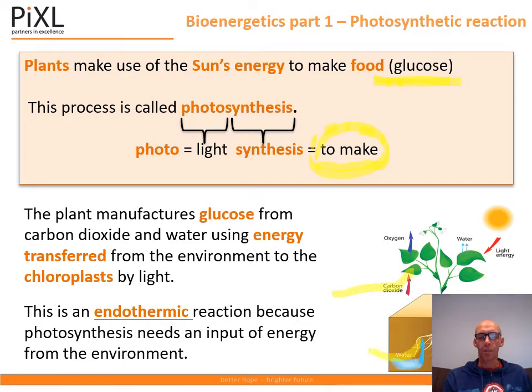They take in water through the roots down here, and then they join those two little molecules together using energy from the sun, using chloroplasts. Chloroplasts are the place in the cell where it happens, using the green pigment called chlorophyll for actually photosynthesis itself.